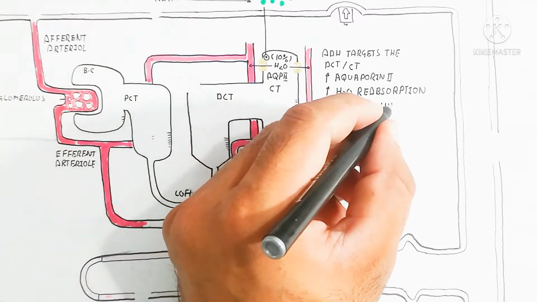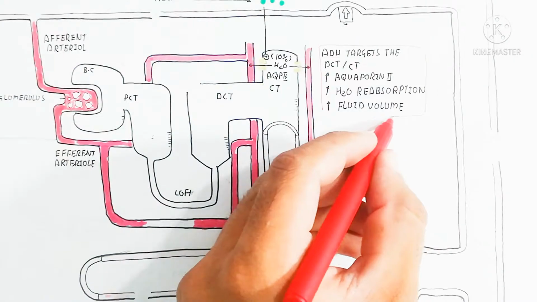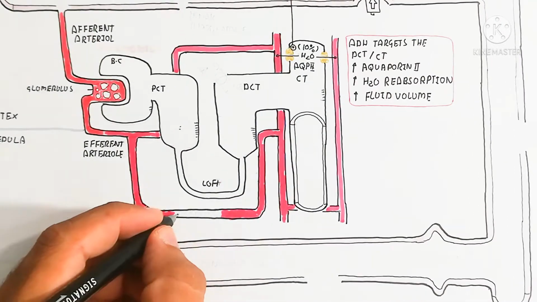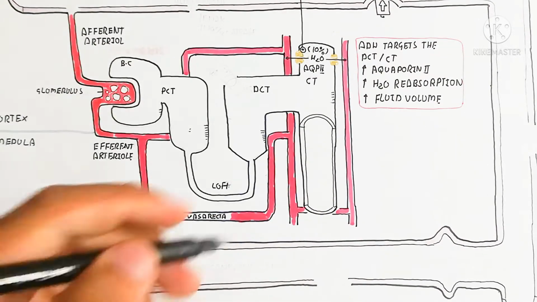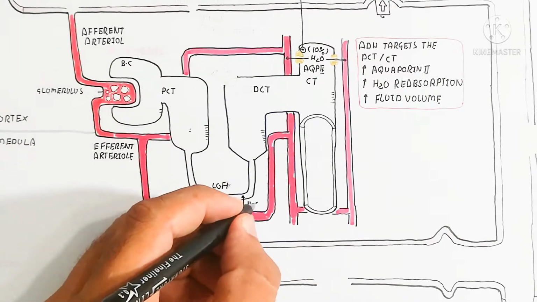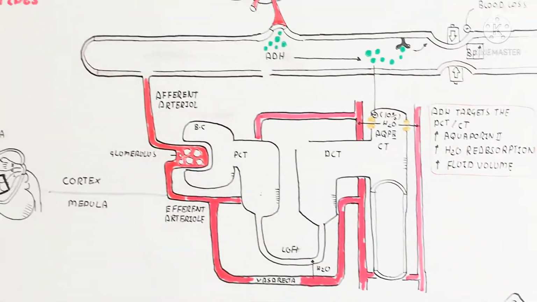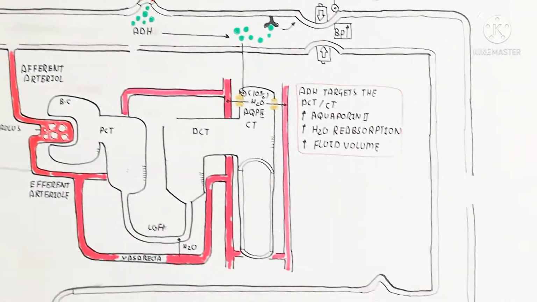So it will increase the blood pressure. The antidiuretic hormone targets the proximal convoluted tubule and collecting duct to increase the aquaporin channels, and water reabsorption and fluid volume will be increased. The vasa recta also leads to water entering, and water will move into the efferent arteriole from the loop of Henle also.